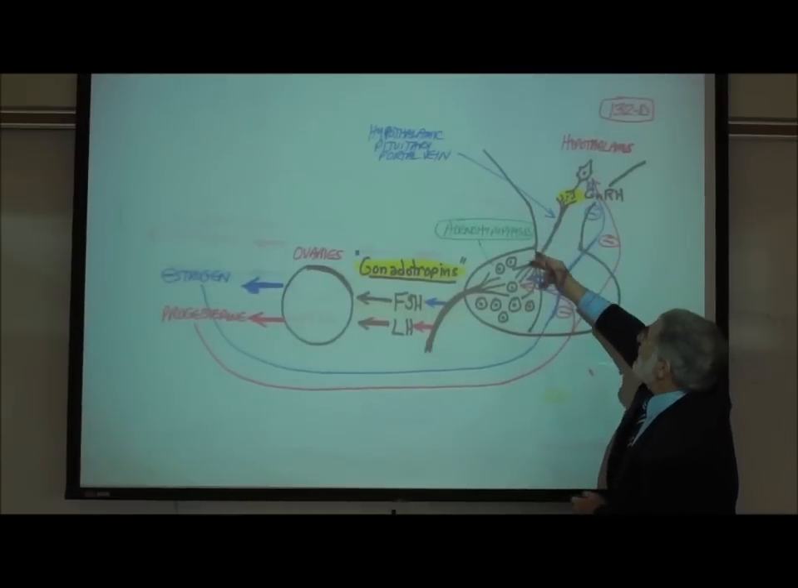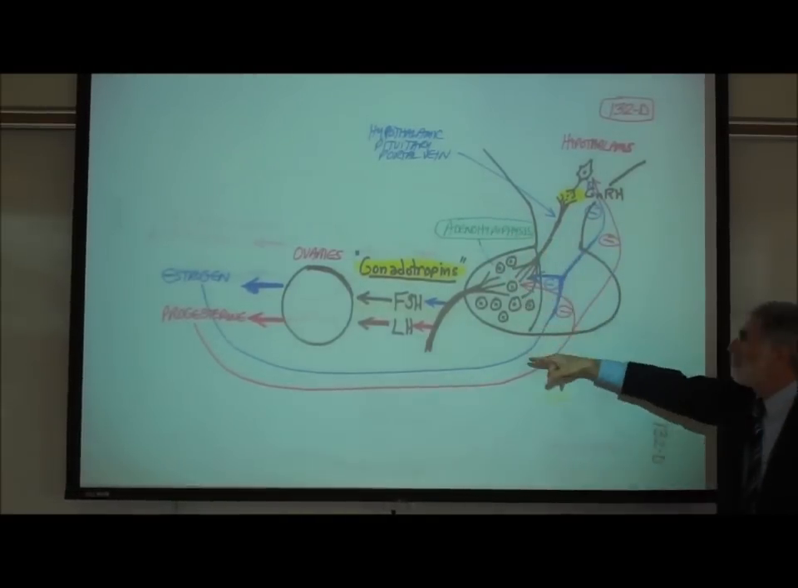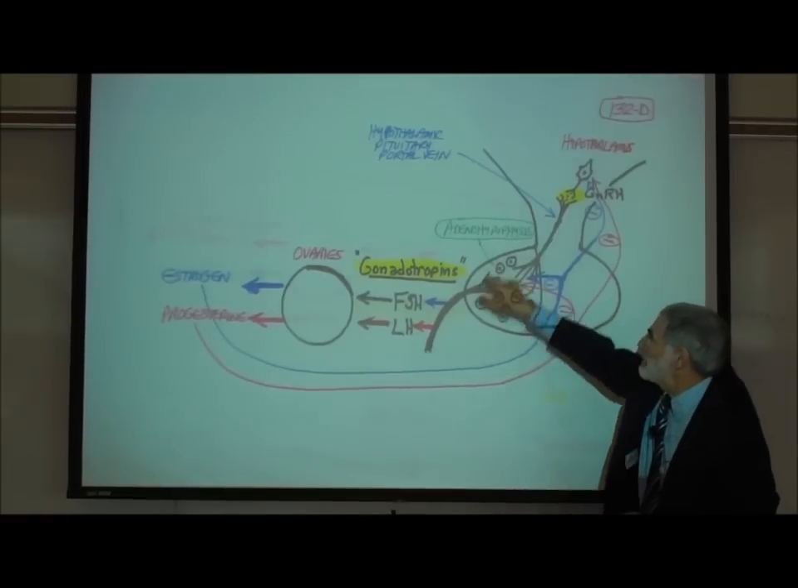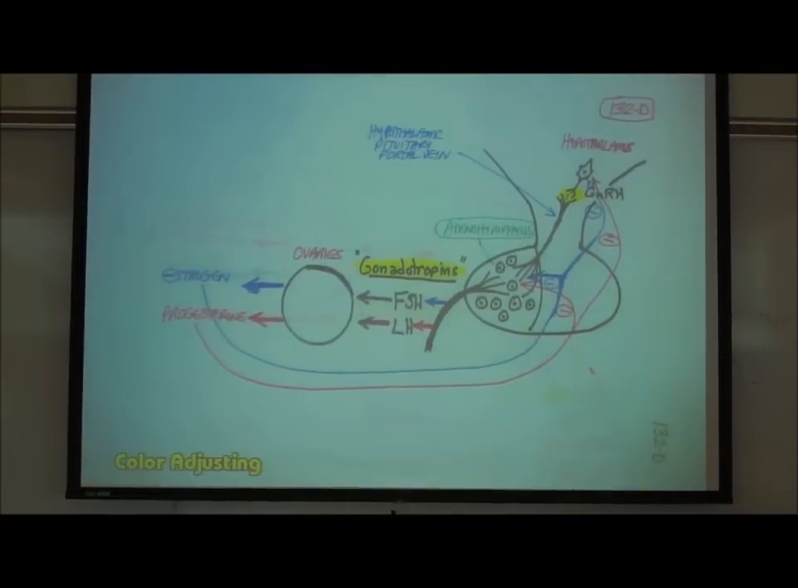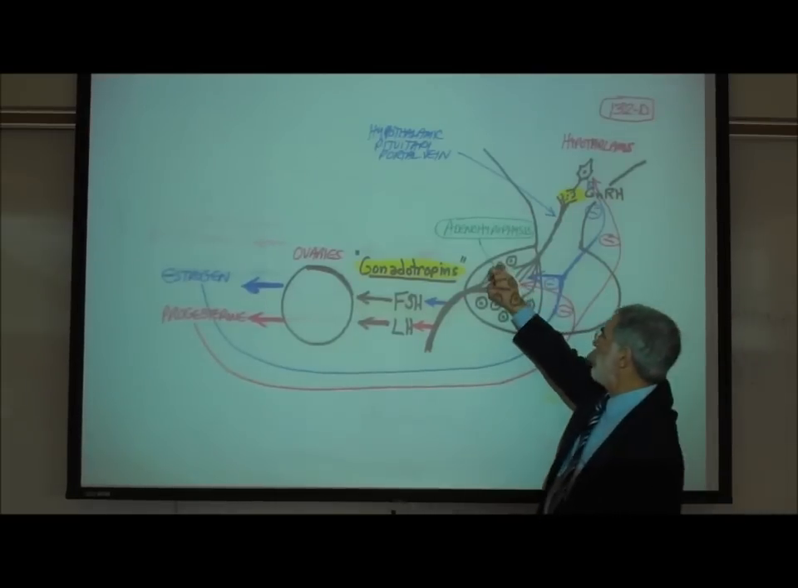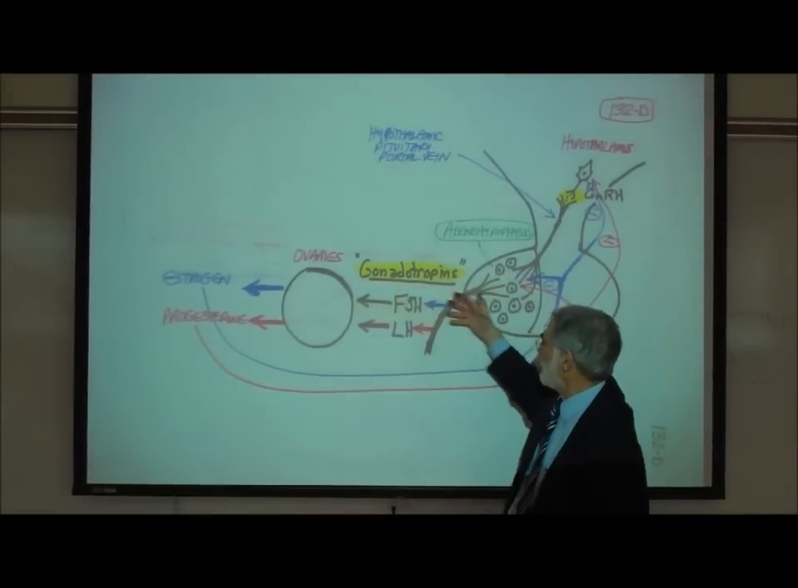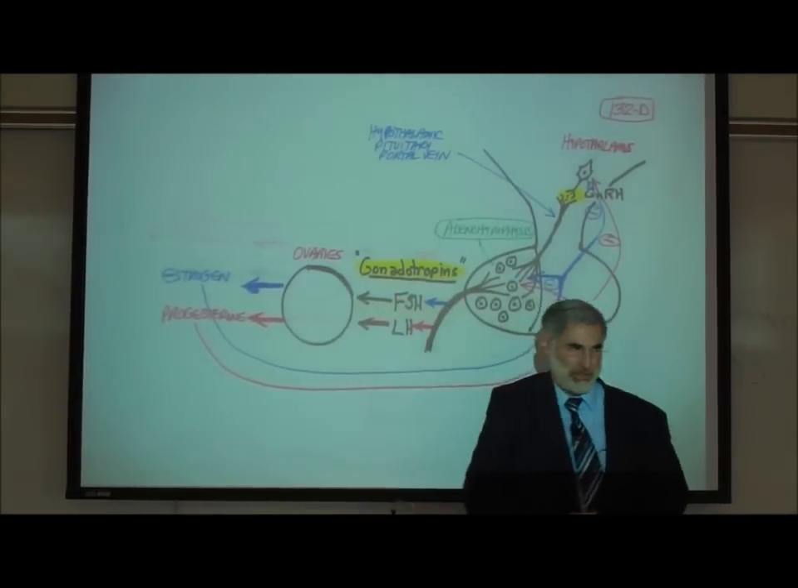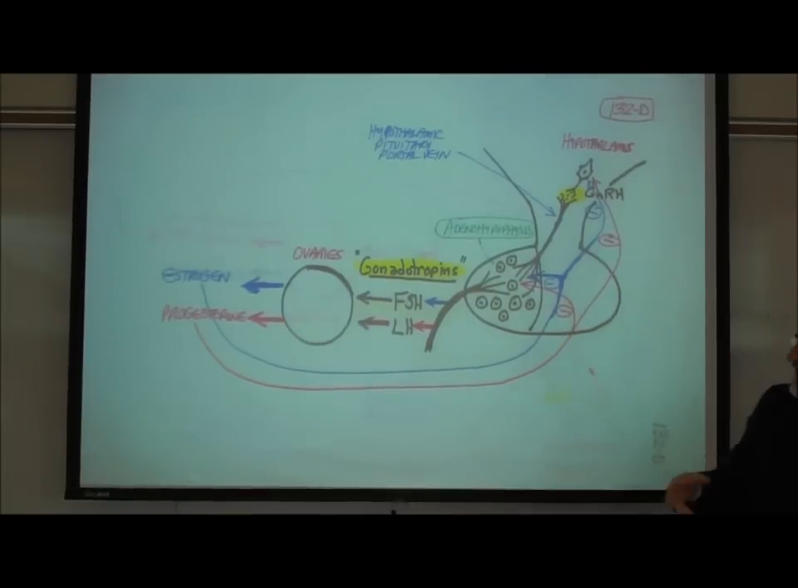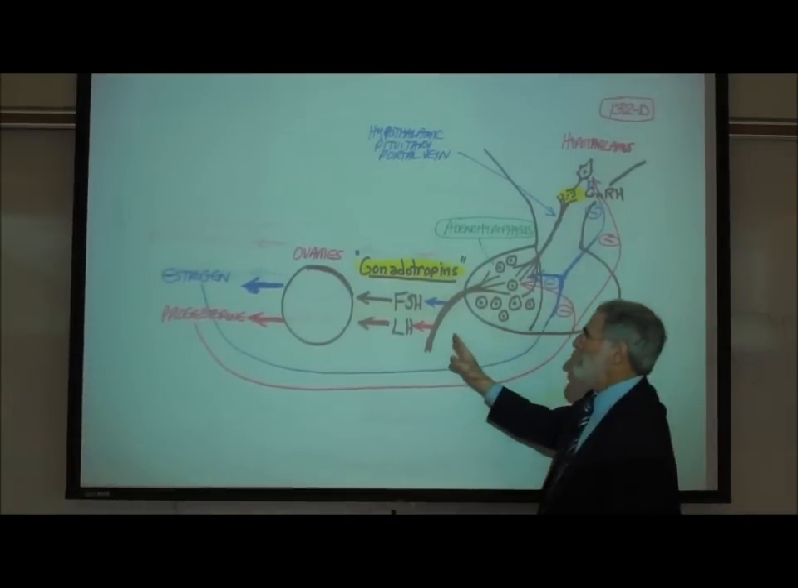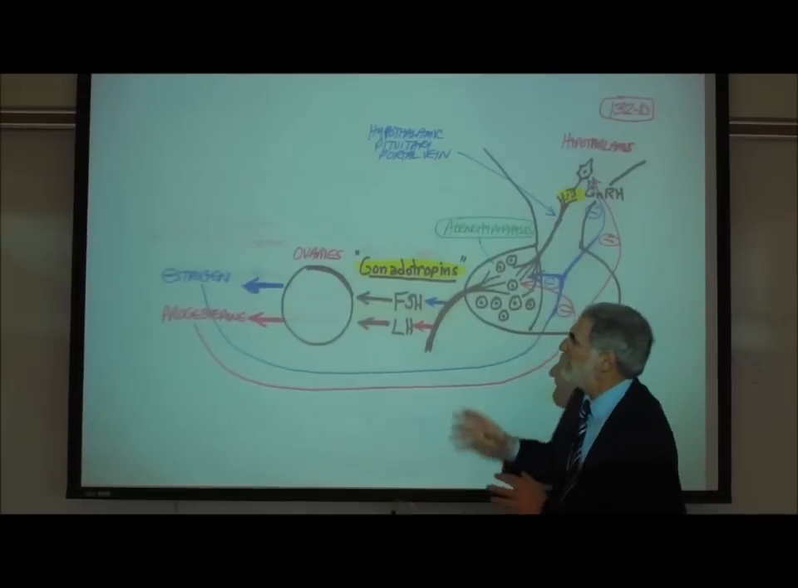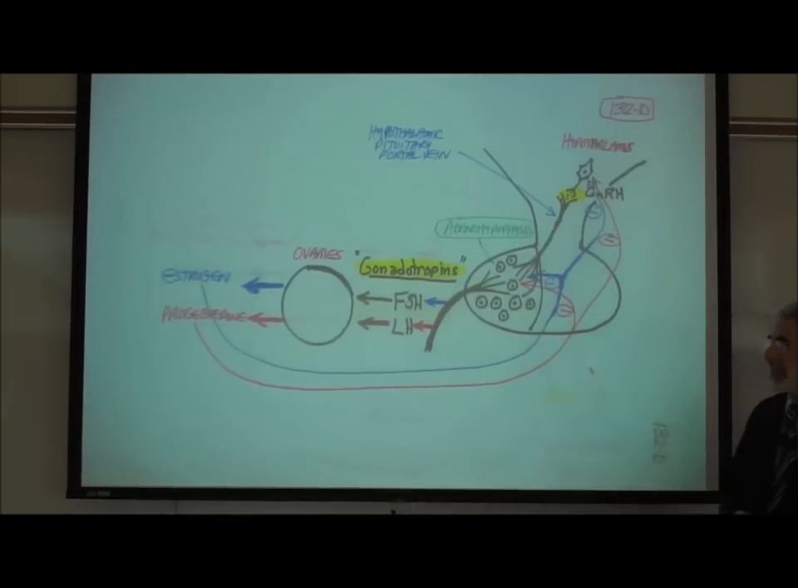This is carried by the hypothalamic pituitary portal vein to the adenohypophysis. It causes some cells to release FSH and other cells to release LH. Now we know that FSH is actually going to be released for the first 2 weeks, and then LH will be released for the next 2 weeks. So it's released alternately, cyclically.